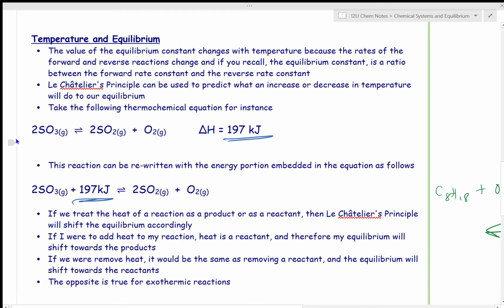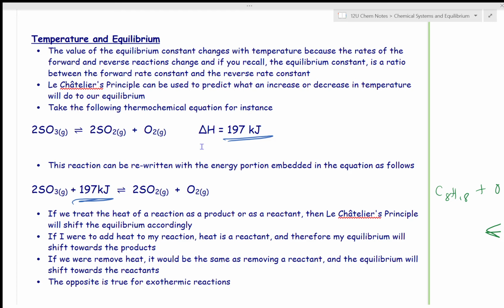I've got two SO3s, and it's going to produce two SO2s and an O2. And you'll notice that the delta H for the reaction is 197 kilojoules. It's a positive value, which tells us that it's an endothermic reaction. Now, when we did the second unit and we looked at energy and rates, I showed you guys multiple ways on how you could represent thermochemical equations. And one of the ways that I showed you is actually having the energy term in the equation.